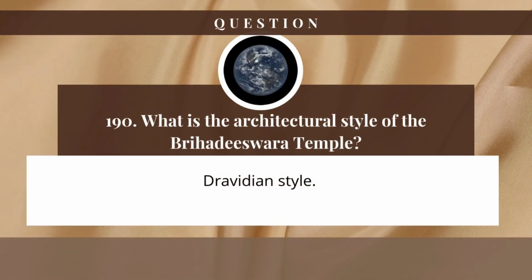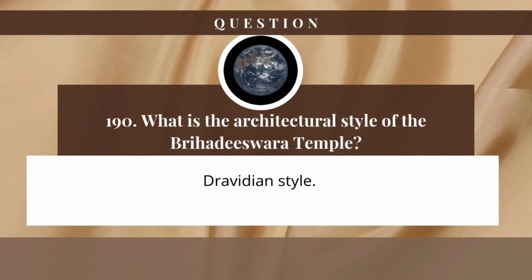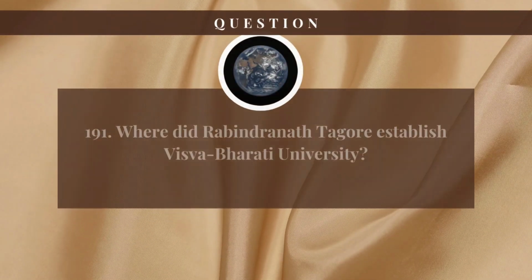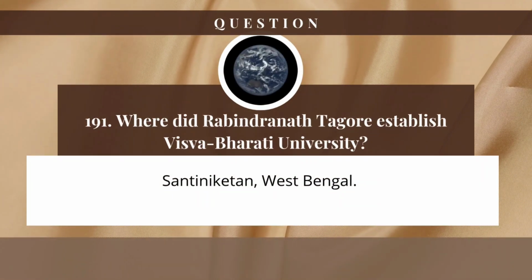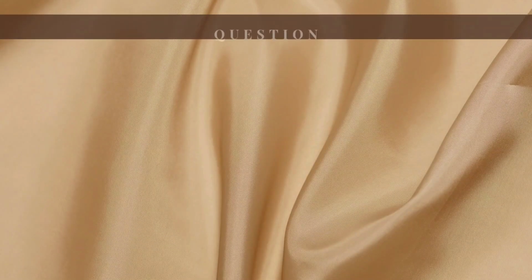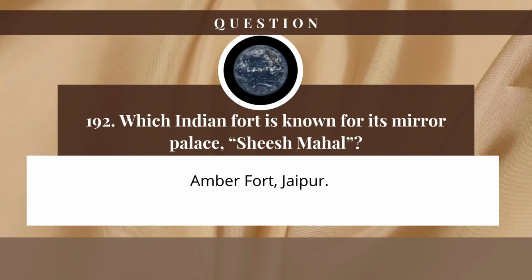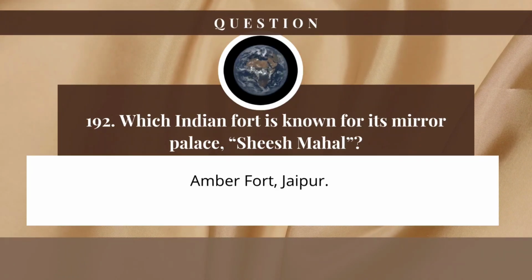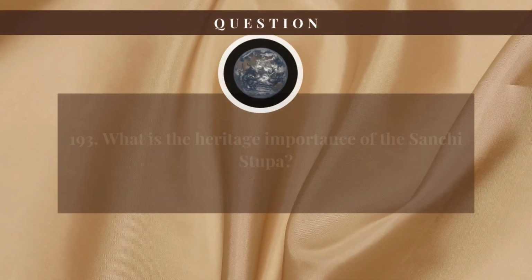190. What is the architectural style of the Brihadiswara temple? Answer: Dravidian style. 191. Where did Rabindranath Tagore establish Visva Bharati University? Answer: Santiniketan, West Bengal. 192. Which Indian fort is known for its mirror palace, Sheesh Mahal? Answer: Amber Fort, Jaipur.